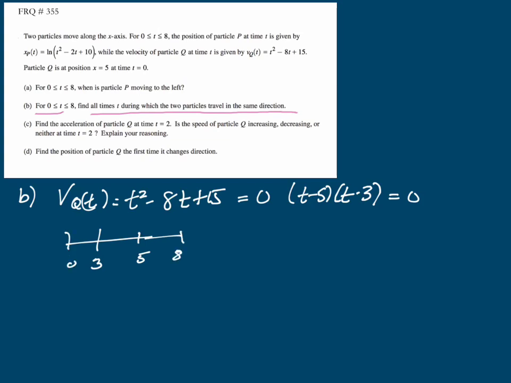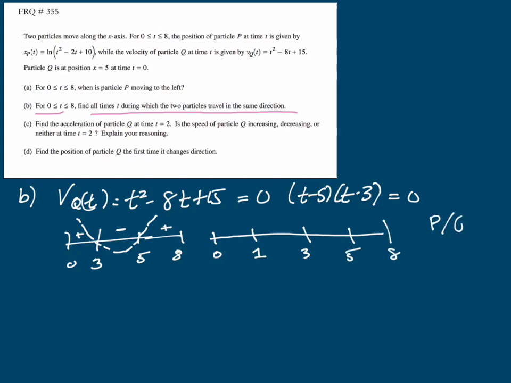Now this one we can use end behavior. So our graph would come down and go up. So this would be positive between 0 and 3, negative from 3 to 5, and positive from 5 to 8. So that's using end behavior. Now let's do a double sign chart. From part A, we knew that it had a critical point at 1. So we're going to have 0 and then 1, and then 3 and 5 and 8. I'm going to do P first and then Q.